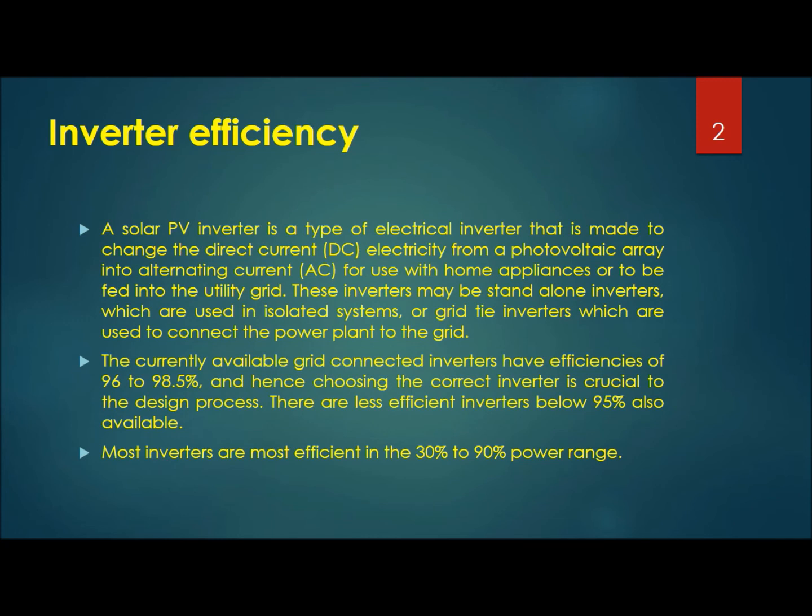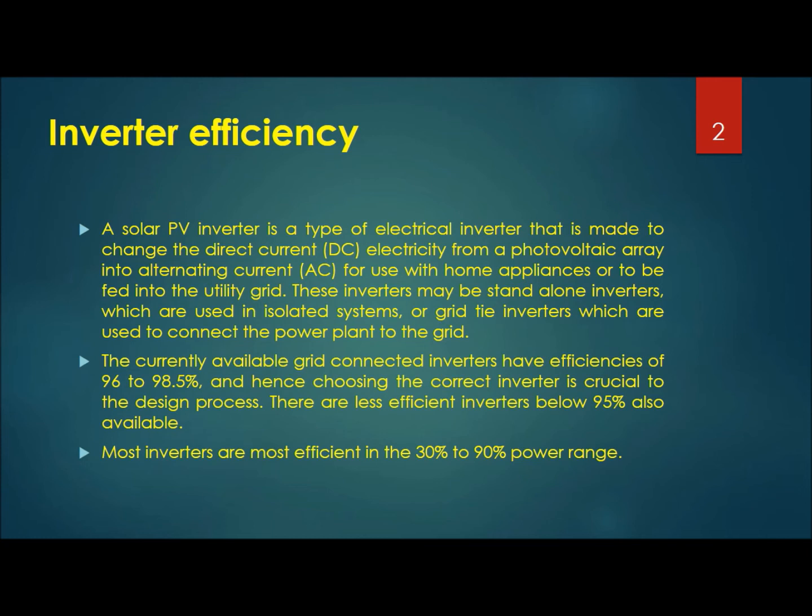Now the inverter efficiency is also a very important parameter. A solar photovoltaic inverter is a type of electrical inverter that is made to change the direct current electricity from a photovoltaic array into alternating current for use with some home appliances or to be fed into the utility grid. These inverters may be standalone inverters, which are used in isolated systems, or grid tied inverters, which are used to connect the power plant to the grid.